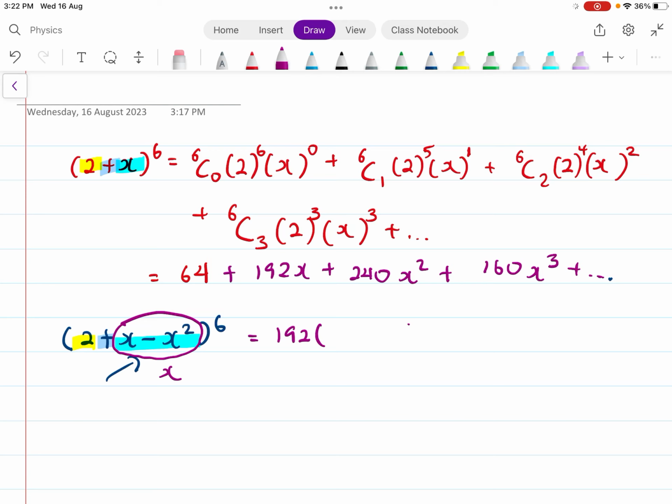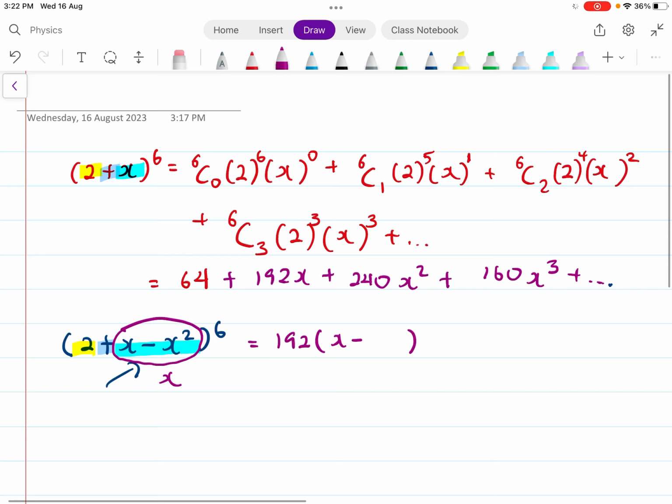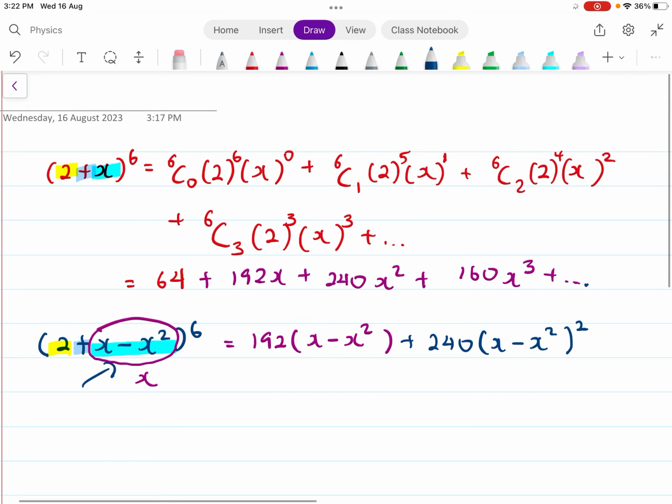I just substitute the x to be x minus x squared. Then of course don't forget there's one more, 240x squared, because this will also give me an x squared term. Plus 240, then after that x minus x squared bracket to the power of 2. Last but not least, 160x cubed. Do I need to substitute in the x cubed? Don't need, because when I substitute in, I will get x cubed and of course higher order powers. So this one don't need.